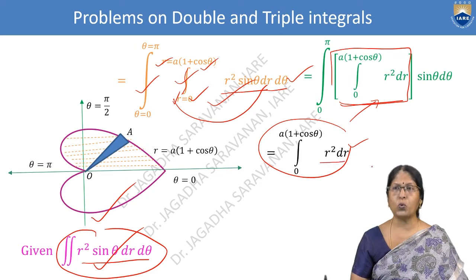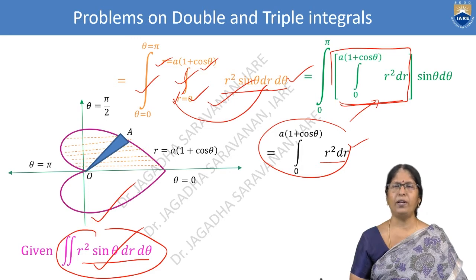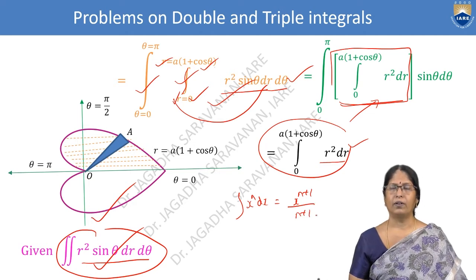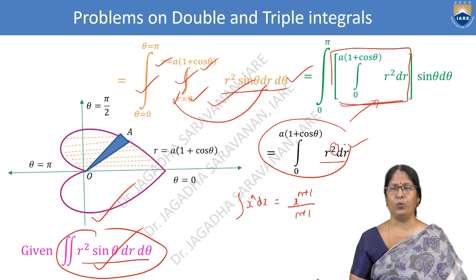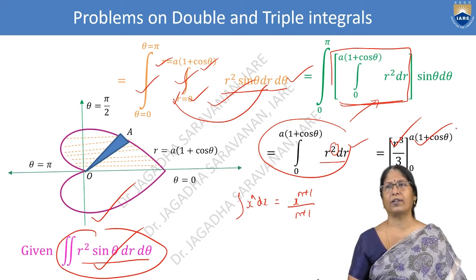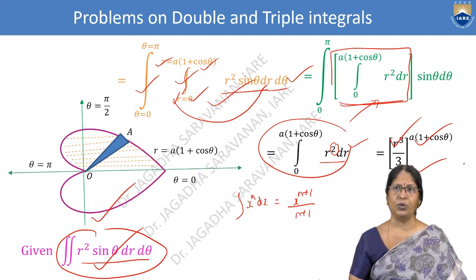We know it is r square dr. So for r square dr, the simple integration formula is integral x power n dx equals x power n plus 1 by n plus 1. Here our n is 2, so we get r cube by 3. Our upper limit is a of 1 plus cos theta. What about the lower limit? The lower limit is 0.